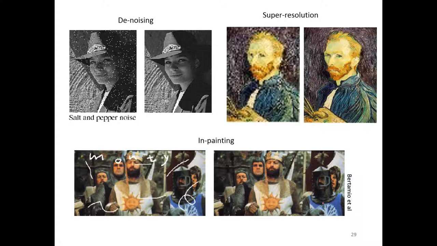This is just some example. You can use filters to do denoising, like when you have salt and pepper noise. Actually, maybe I will jump ahead. Do you know what kind of filters we use here? Do you have any idea? Open and close? Not really, but actually it's a good suggestion. I'm not sure if you use open and close, what will you get?